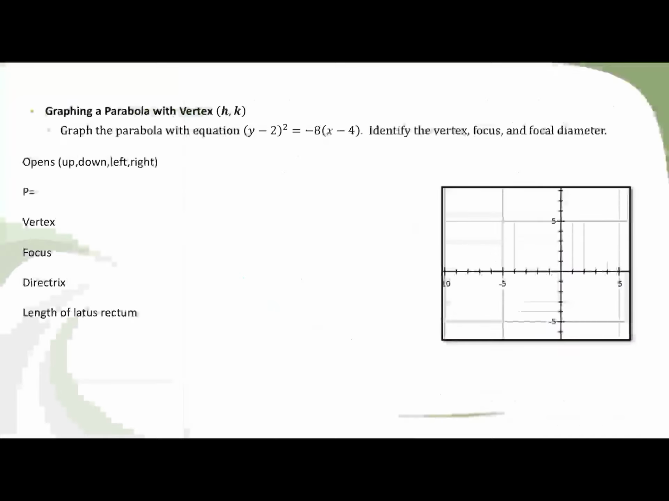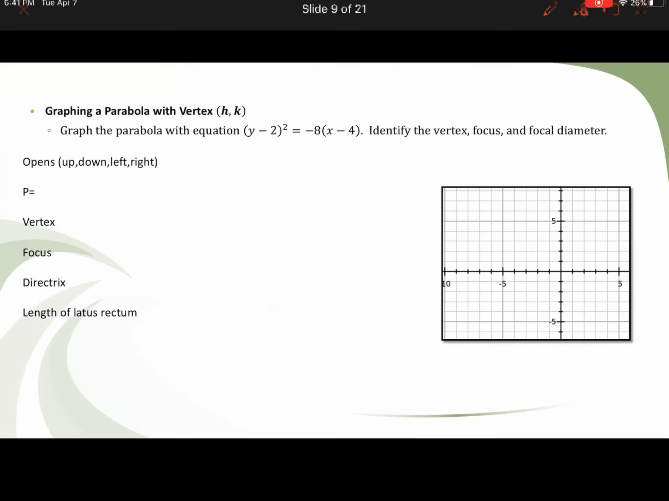Okay, so let's do some practicing. In this one, this is in our standard form, just like we just saw it. And we're going to find out all the information about this and then graph it. Let me get a different color. All right, so the first thing is we look at and say, is this opening up, down, left, or right?